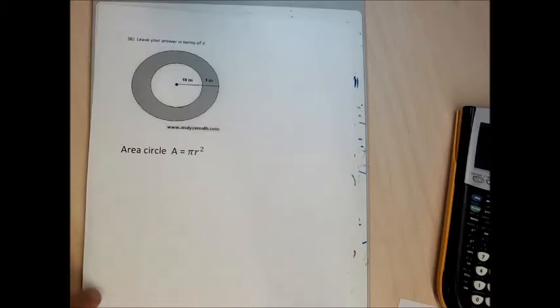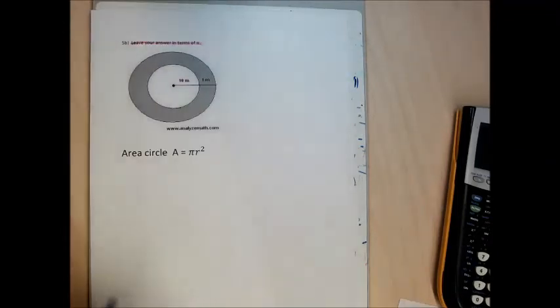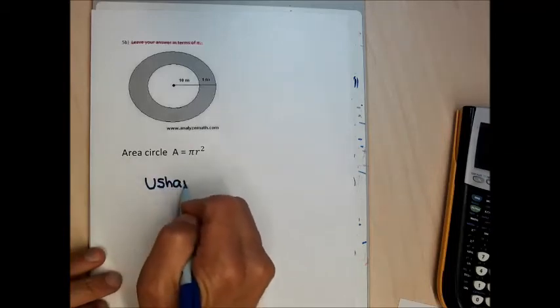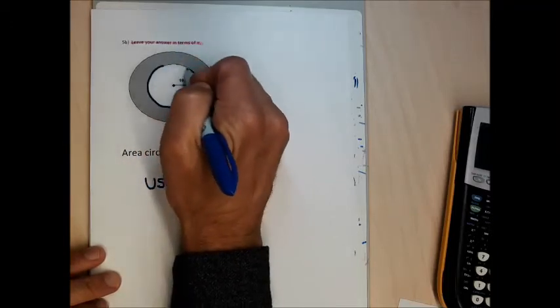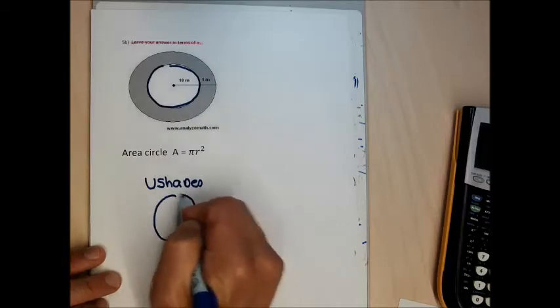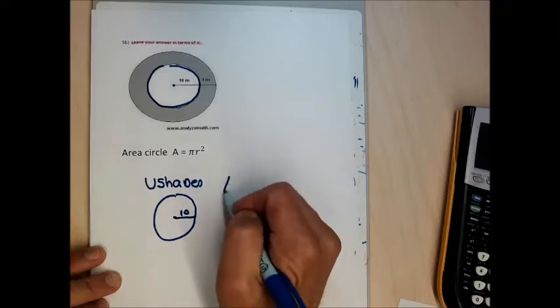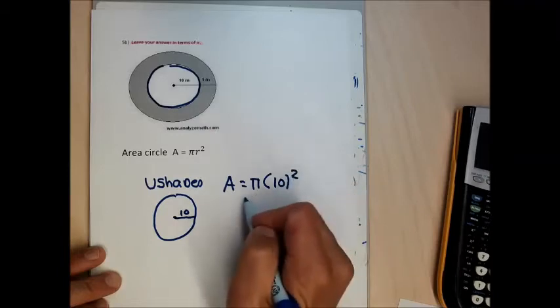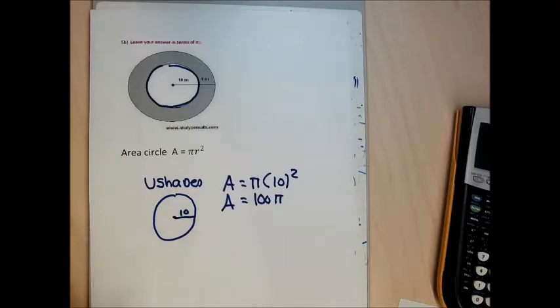Same sort of thing for part B. I'm going to find 2 areas. I'm assuming both of these are circles, and I'm leaving my answer in terms of pi. So first I'm going to find the unshaded area. And the unshaded area is this internal circle. So I'm finding the area of this circle that has a radius of 10. The area of that's going to be pi times 10 squared. The area of the unshaded part is going to be 100 pi.